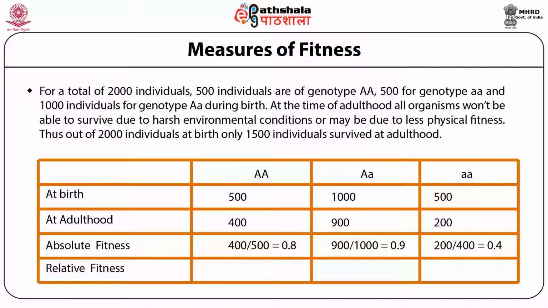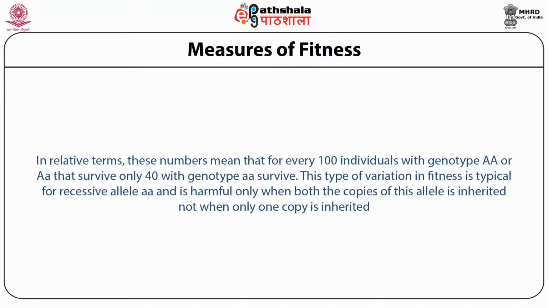To calculate relative fitness, we divided 0.8 by 0.9 and got 0.89. 0.9 divided by 0.9 is equal to 1. 0.4 divided by 0.9 is equal to 0.44. In relative terms, this number means that for every 1000 individuals with genotype capital A capital A or capital A small a that survive, only 440 with genotype small a small a survive. This type of variation in fitness is typical for a recessive allele, which is harmful only when both copies of the allele are inherited, not when only one copy is inherited.